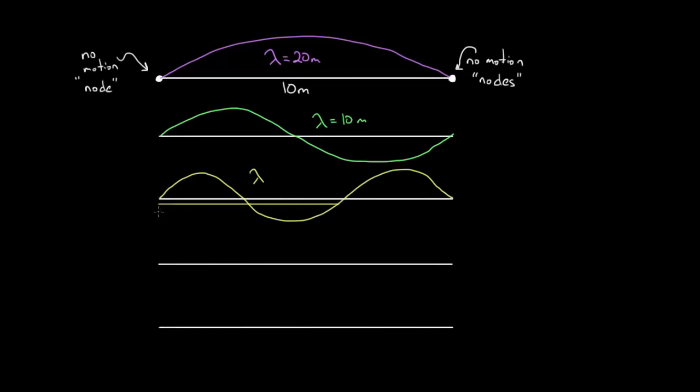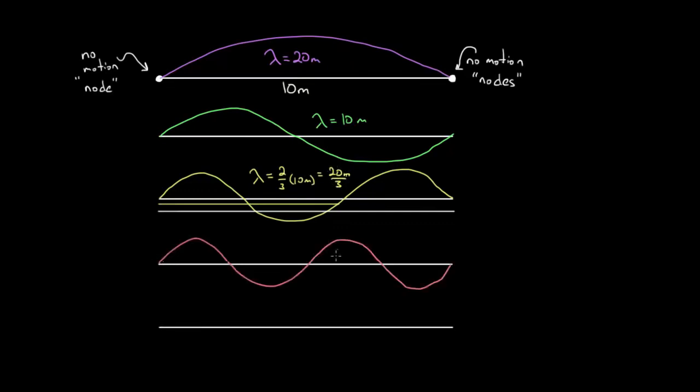But our string is this long. So what fraction of this length is this wavelength? Well, look, this wavelength is 2/3 of the entire length of the string. So that means we could just say that this wavelength is 2/3 of 10 meters, which we could write as 20 meters over 3. And we'll keep going here.